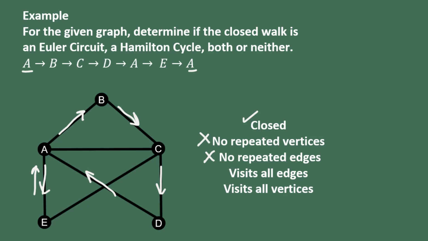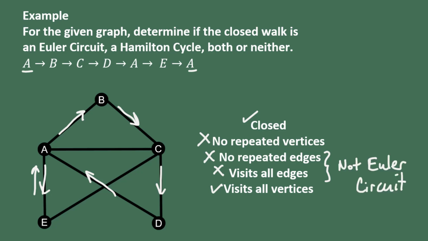Has it visited all of the edges? Nope, it missed A to C and C to E. And did it visit all of the vertices? Yes, it hit A, B, C, D, and E. So it can't be an Euler circuit because it doesn't visit all of the edges exactly once.